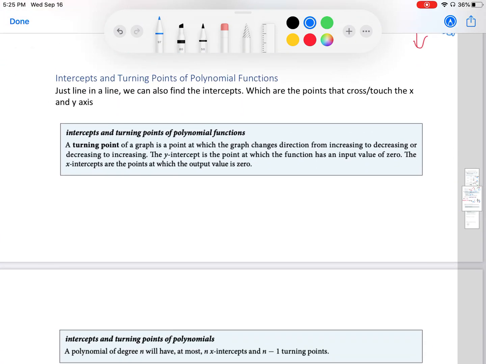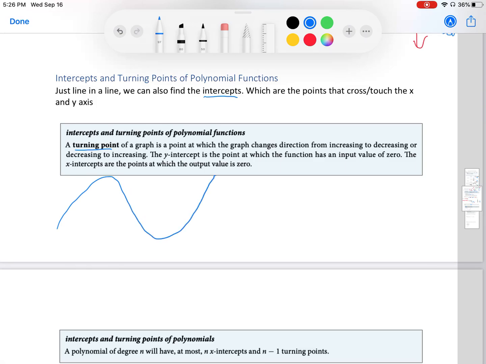Intercepts and turning points of polynomial functions. Just like a line, we can also find the intercepts, which are points that cross or touch the x and y axis. A turning point of a graph is a point at which the graph changes direction from increasing to decreasing or from decreasing to increasing.